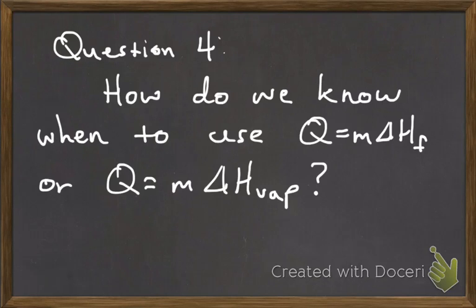Okay, here's question 4. How do we know when to use the equation Q equals M delta H F, or mass times the enthalpy of fusion, or Q equals mass times the enthalpy of vaporization? Okay, so I'll read it one more time. How do we know when to use Q equals M delta H of fusion or Q equals M delta H of vaporization? 10 seconds of think time, go. Okay, go ahead and share with your partner.